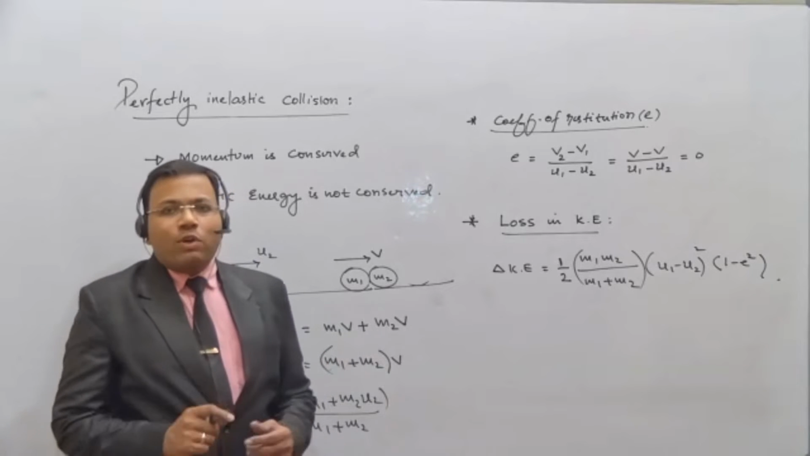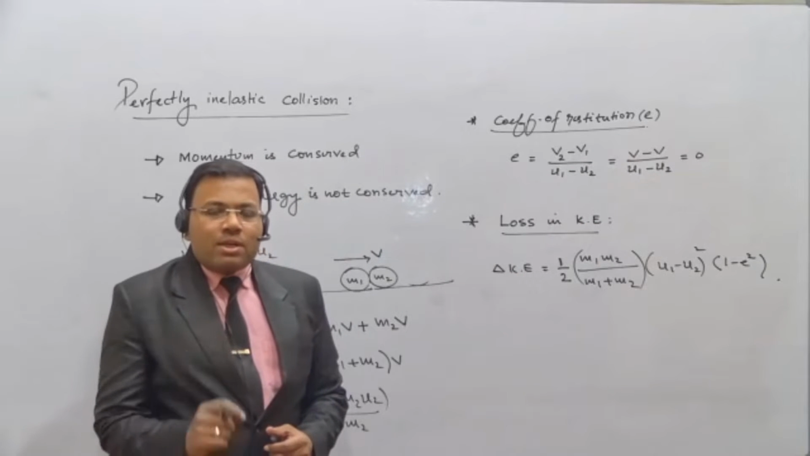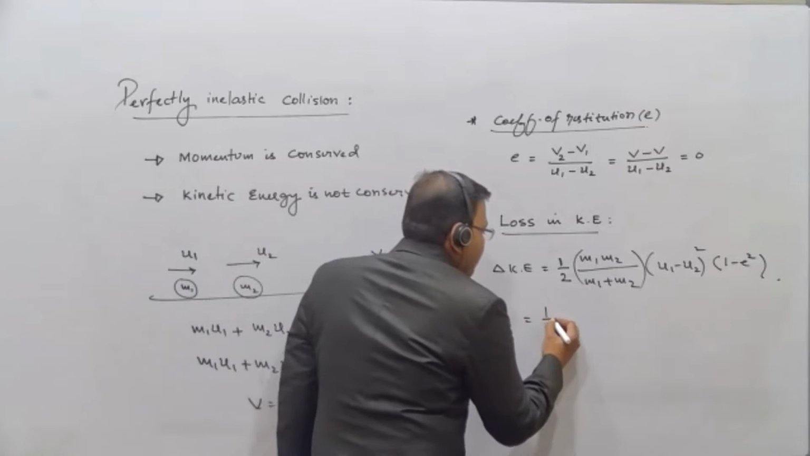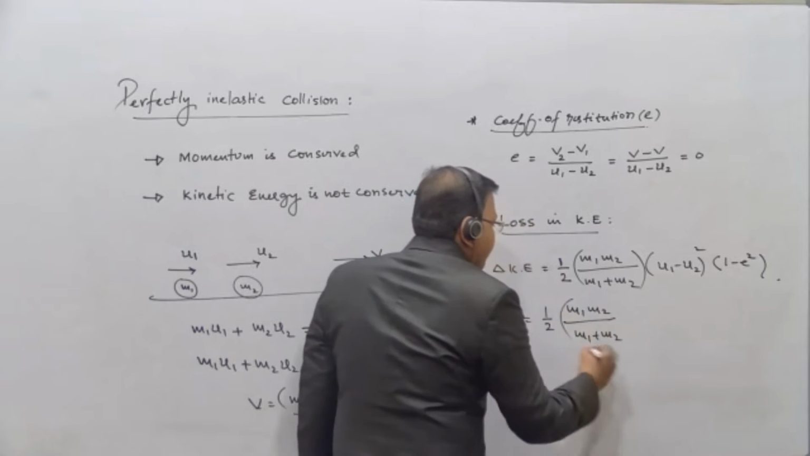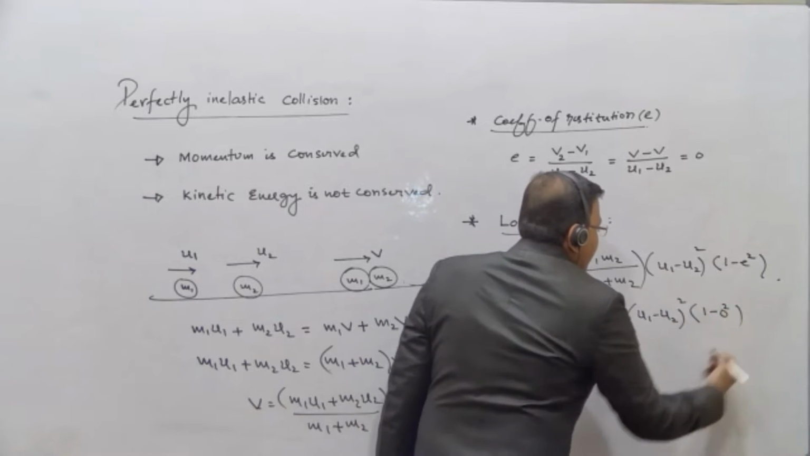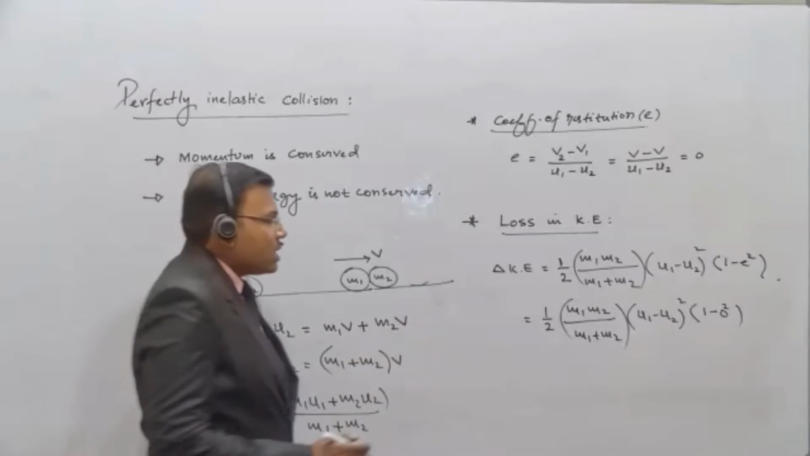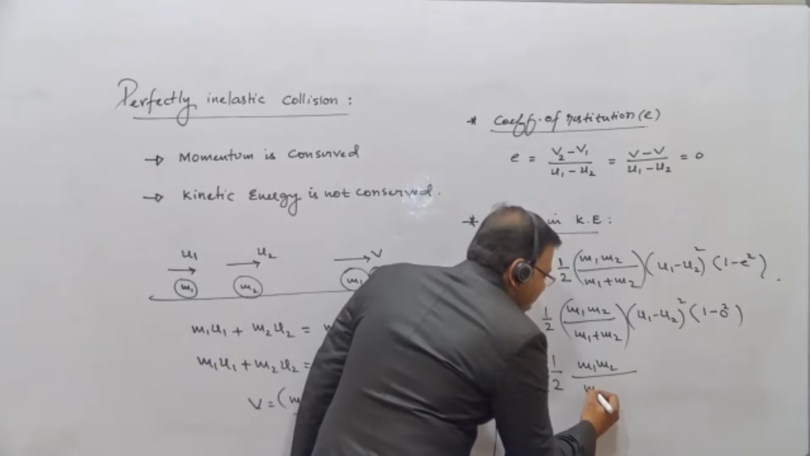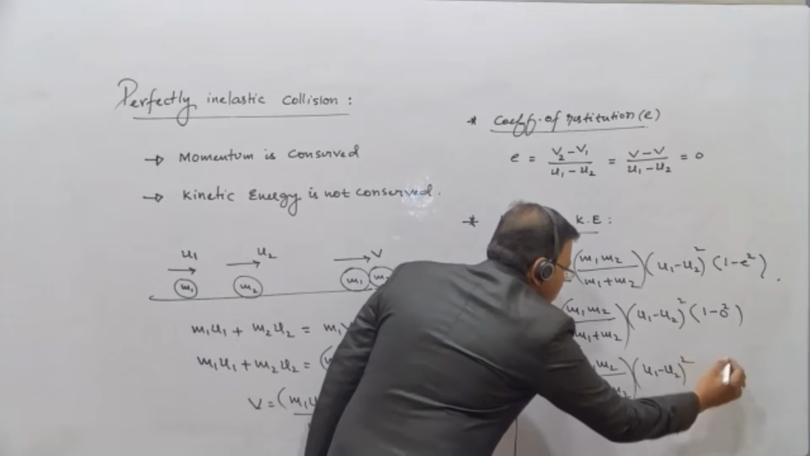Now under this situation, the value for E is 0. So let us calculate what is the loss in kinetic energy in this situation. Here, this is 1 by 2 m1 m2 by m1 plus m2 into u1 minus u2 whole square, 1 minus 0 square. So 0 square is 0, so 1 minus 0 is 1. 1 into something is the same thing. So I write this as 1 by 2 m1 m2 by m1 plus m2 into u1 minus u2 whole square.